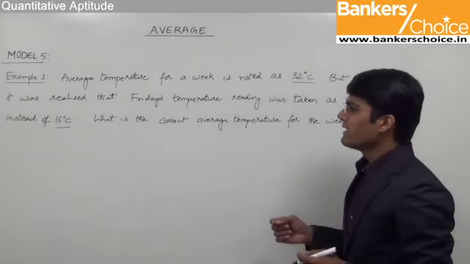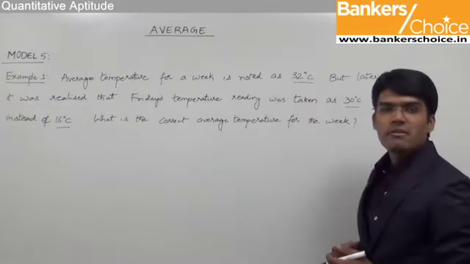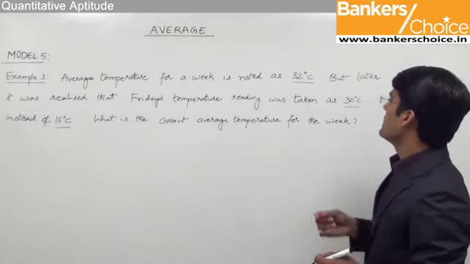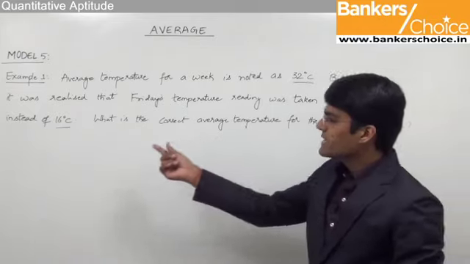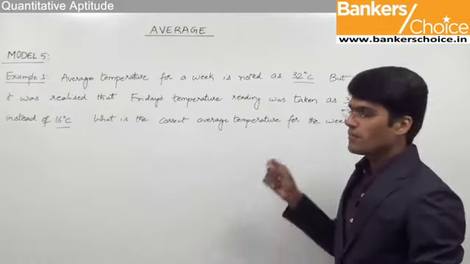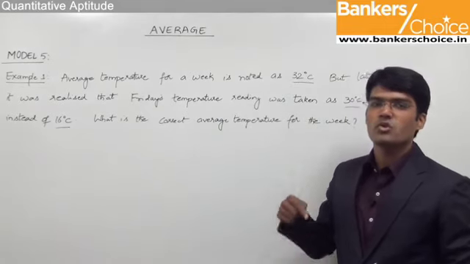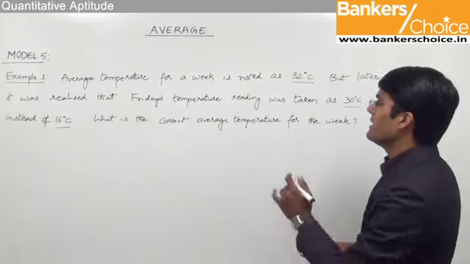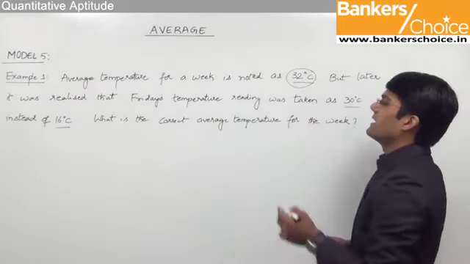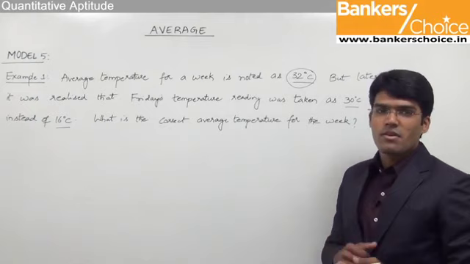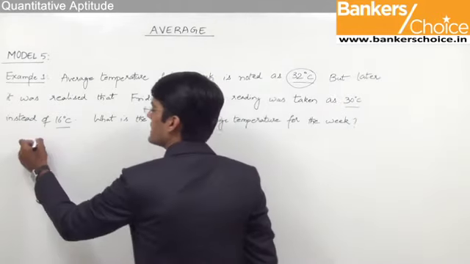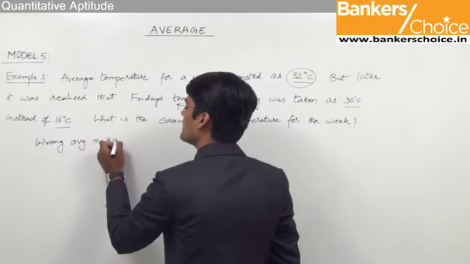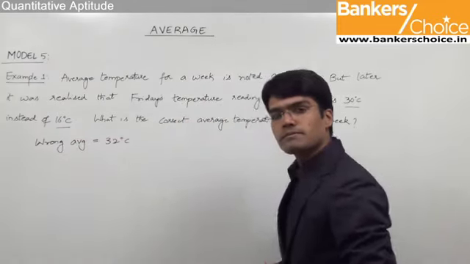As you can see here, the average temperature of a week was calculated as 32 degrees. But later it was discovered that one of the values was taken as 30, whereas the actual value was 16. From this data, we are supposed to find out the correct average temperature for the given week. Very clearly, the average which has been calculated, that is 32 degrees centigrade, is the wrong average, right? So we can say that the wrong average is equal to 32 degrees centigrade.